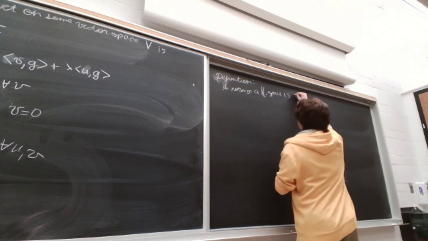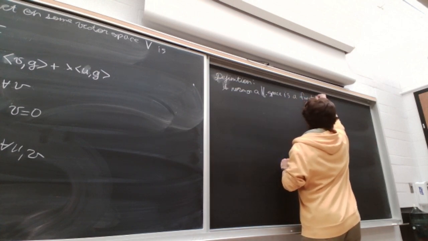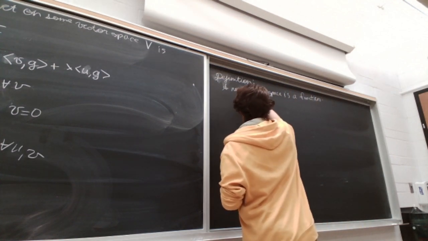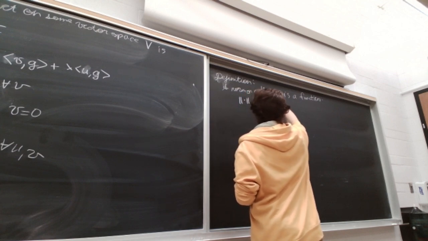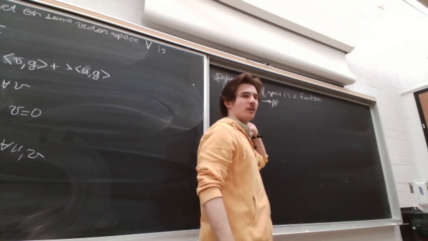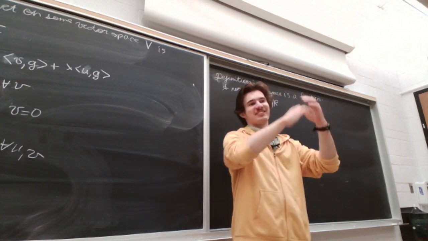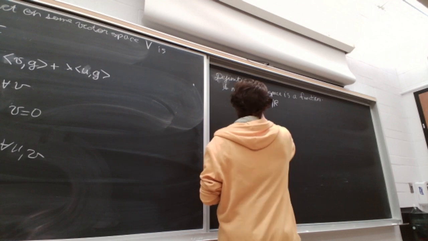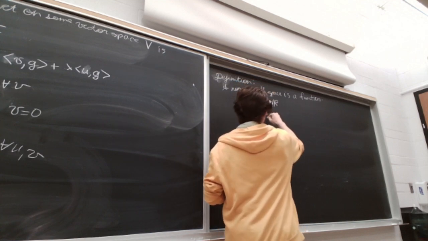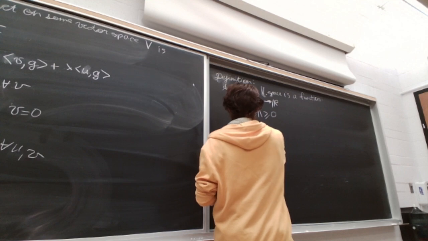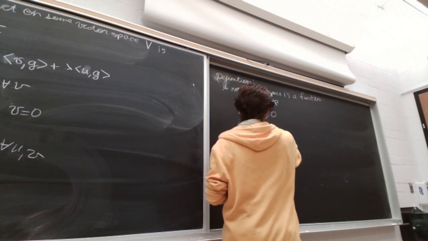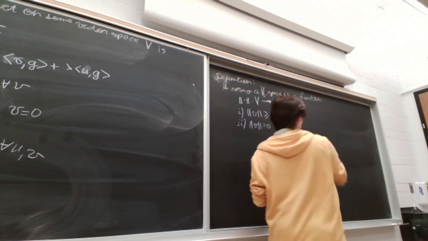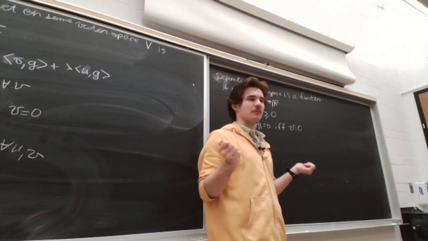Yes, it's a function that takes in a vector and outputs a real number. Now it's always a real number, never a complex number. Exactly. We're just going to define what a length is on a vector space. First of all, you want the norm to always be positive. Second, you want the norm to be 0 if and only if the vector is 0. You don't want to have non-zero vectors with 0 length.